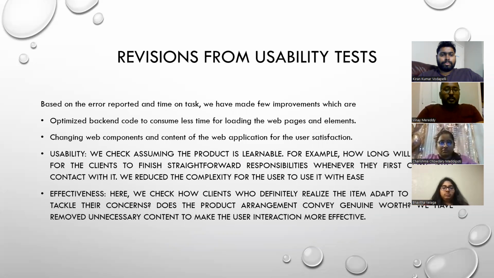Based on the errors reported and time on task, we have made a few improvements. We developed the backend code to consume less time for loading the web pages and elements, and changed the web components in the web application. In usability, we check whether the product is learnable. For example, how long it takes clients to finish straightforward tasks when they first come into contact with it. We reduced the complexity so the user can use it in an easy manner.